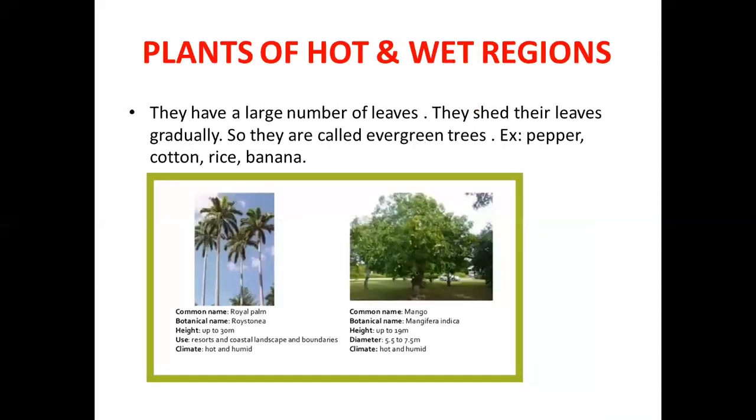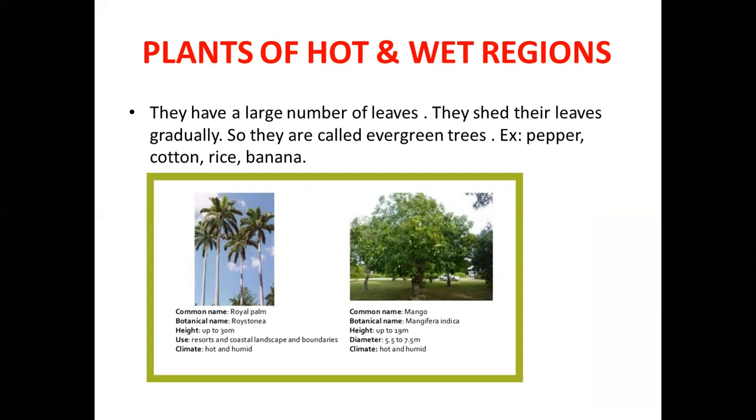Coming to the next type, plants of hot and wet regions. See, here we have two types of trees. The first one is coconut tree, and trees like teak, rubber and coconut are found in hot and wet regions, and these generally have a large number of leaves.